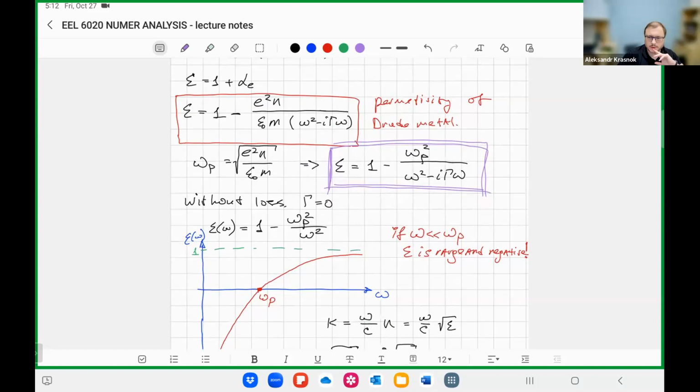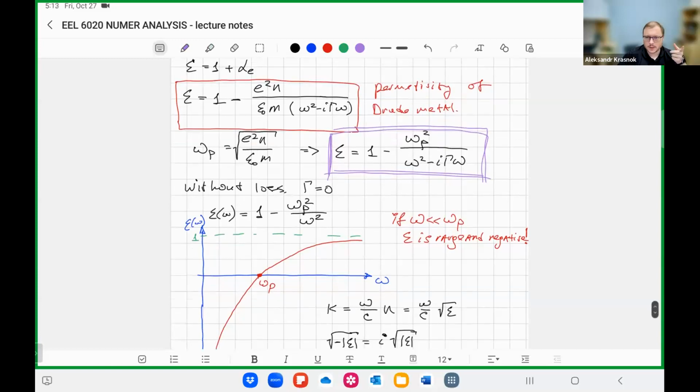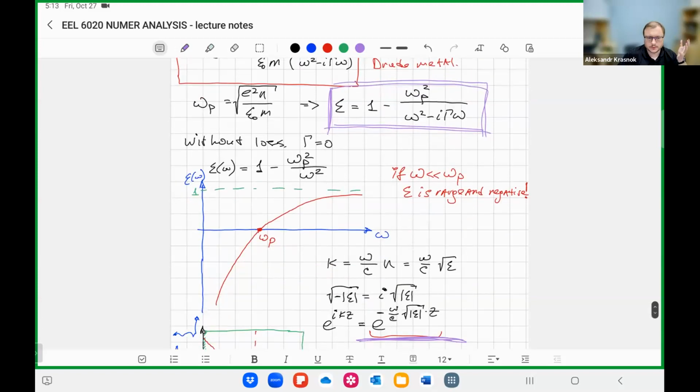One important parameter here is the plasma frequency, which depends as a square root of the density of charges, the density of electrons. So the larger the density, the larger the plasma frequency. And in experiment, we observe this plasma frequency or plasma resonance basically as a frequency where the metal transits from a not transparent state, when epsilon is negative, to a transparent state, when epsilon is positive.